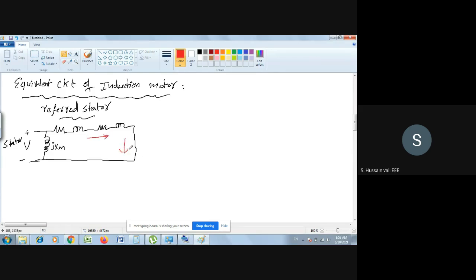Why does it not have any effect on this side? Because, as it is a parallel branch, the voltage is the same here, and there won't be any voltage reduction on the remaining parts because of this parallel branch. So the voltage here is also V. Now what are R1 and X1? R1 and X1 are the stator resistance and stator reactance.